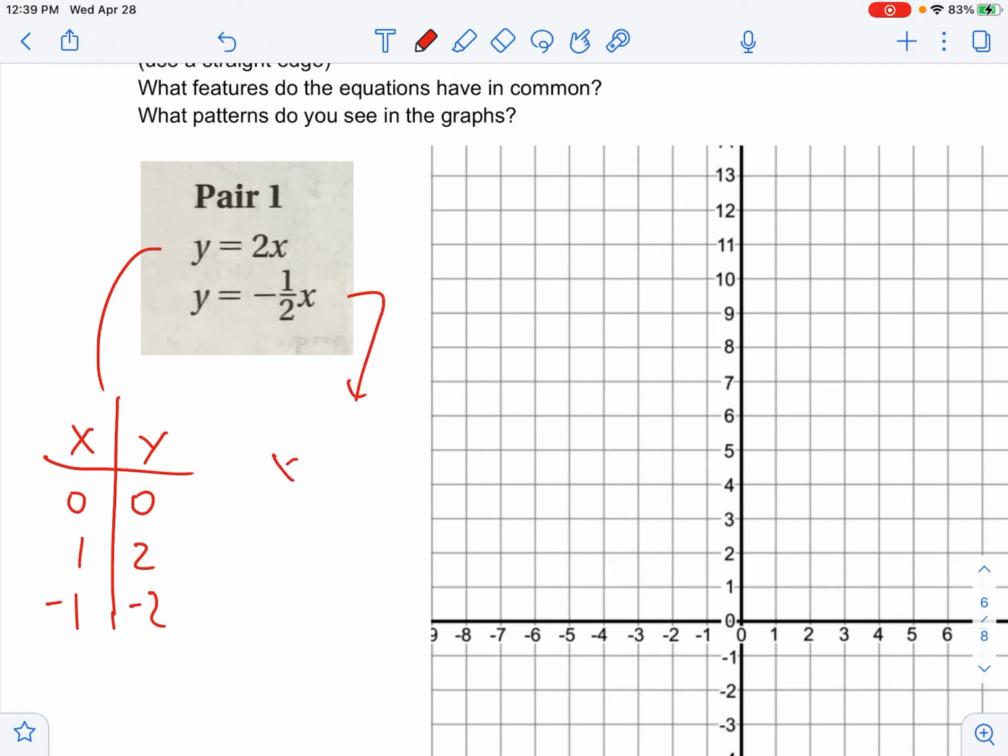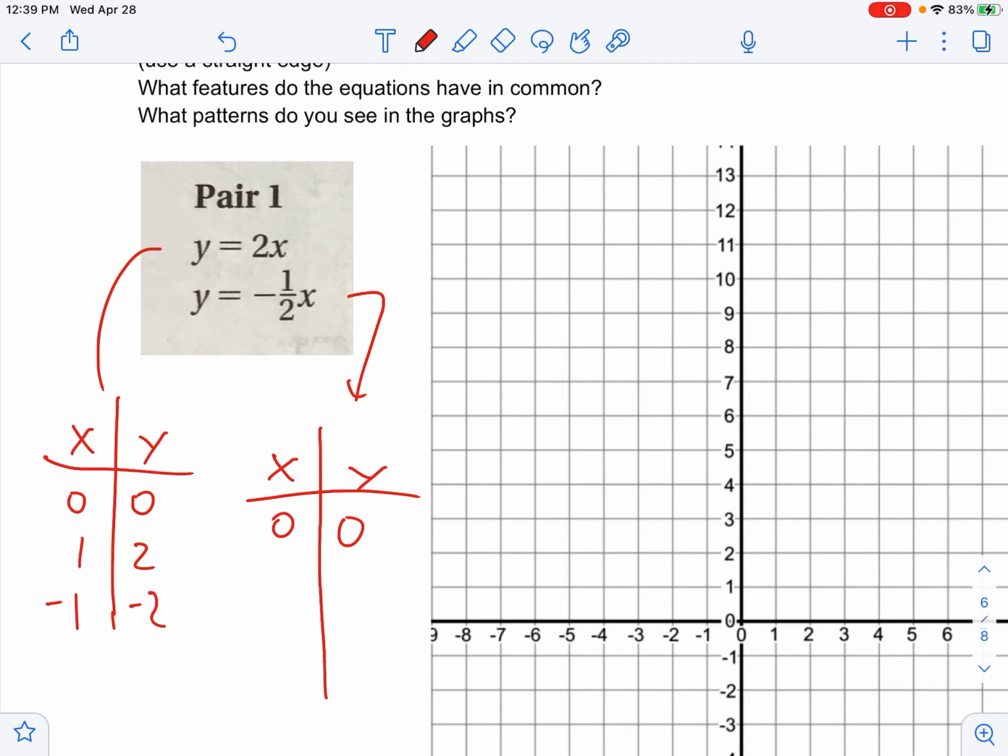Check. I'm going to do this one here. I'm going to do a t-chart on this one because it's going to allow me to get some coordinates going. So I'm going to do 0. Negative 1/2 times 0 is 0. Now the next number I'm going to use, I can use any number I want. I can use 1, 7, 36, 72, it doesn't matter. But I'm going to pick something smart.